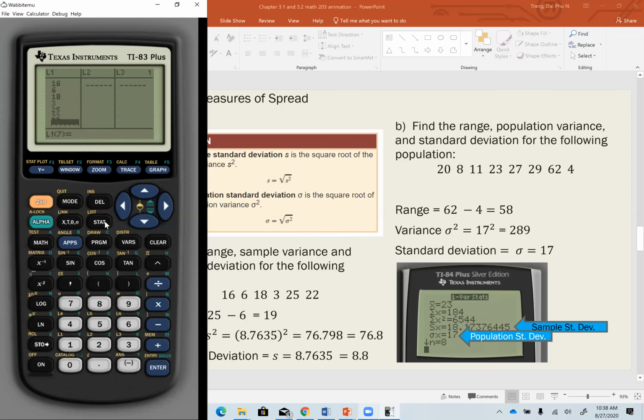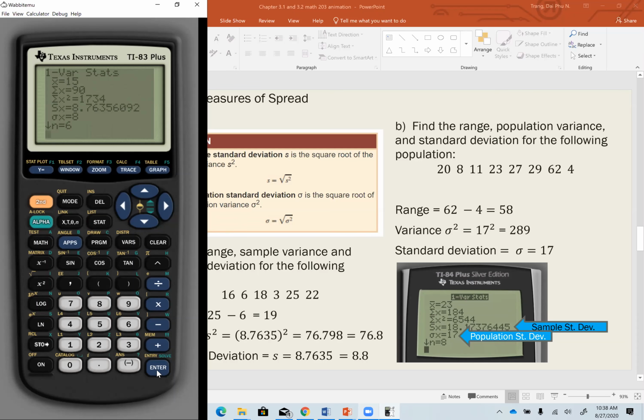This is what you need to do. Once you have this item, all you need to do is hit stat one more time, go to calculate, and then use the 1-Var Stats. It's the same item as you've been using, and on your first test, this is the only item we're using, the 1-Var Stats. You press enter, and looking at this, this is what you have.